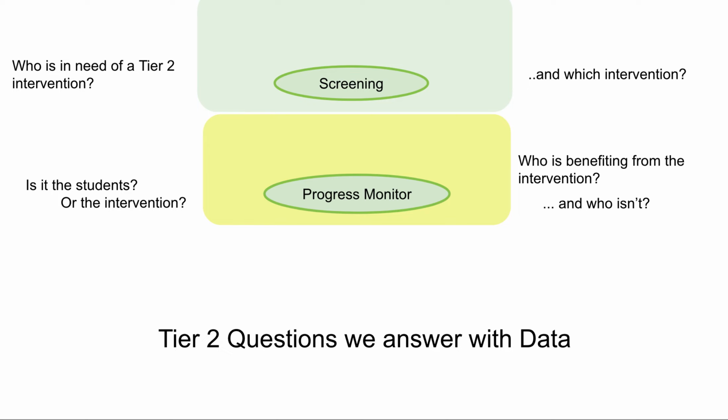In this course, we're focused on data use specifically at Tier 2. This is where data identifies who needs what, how well it's working, and when it's not, is it the intervention itself?